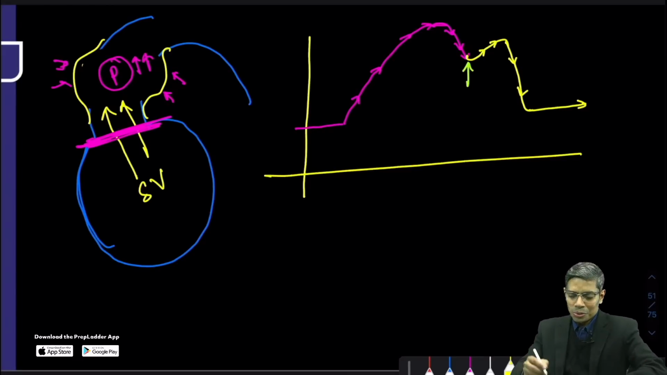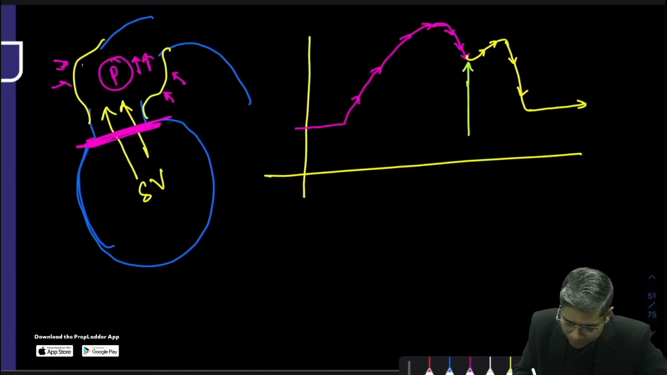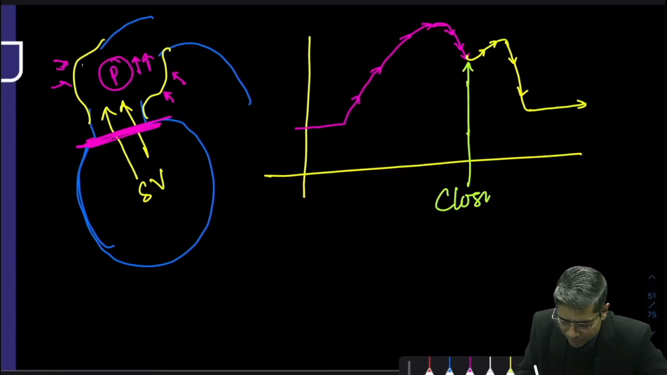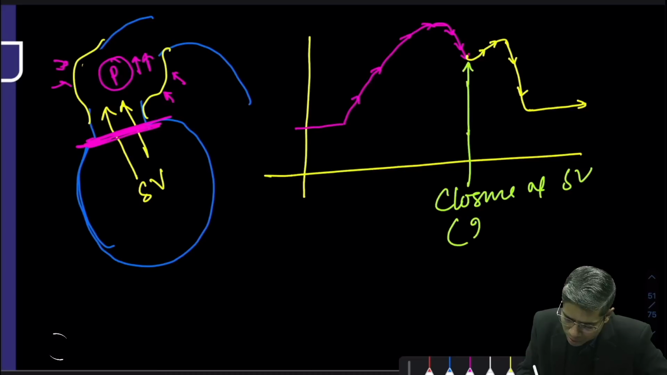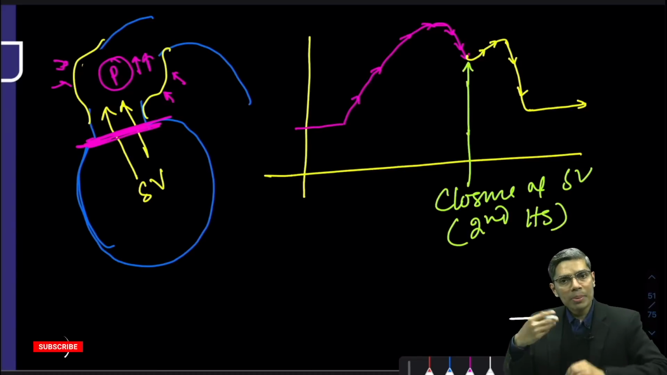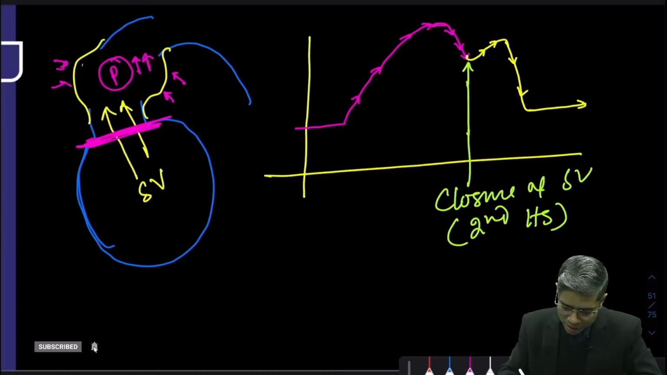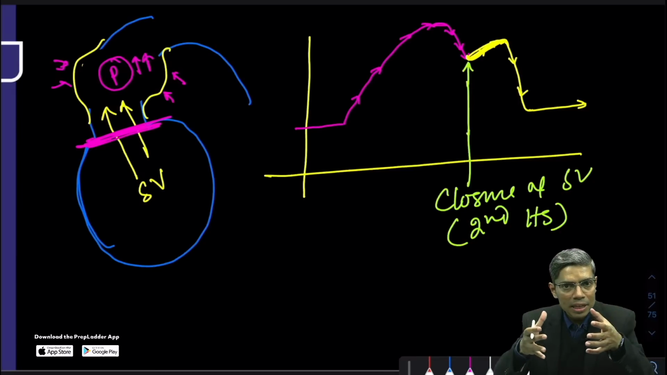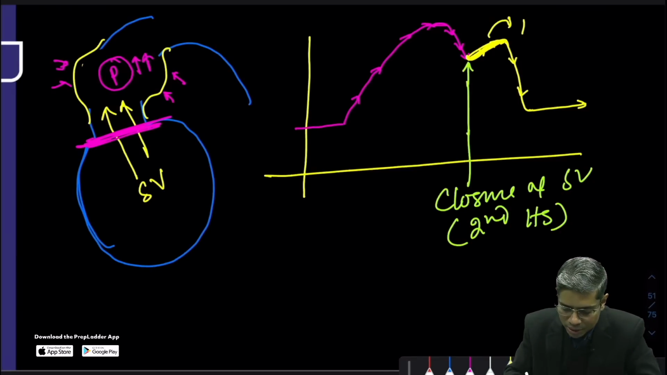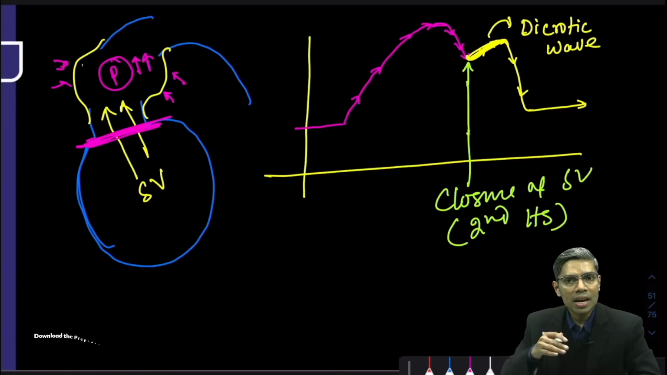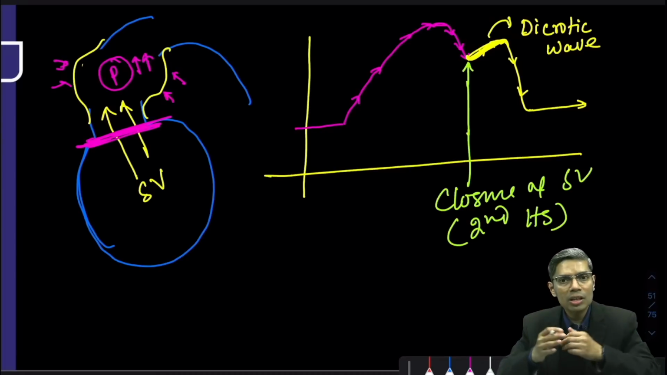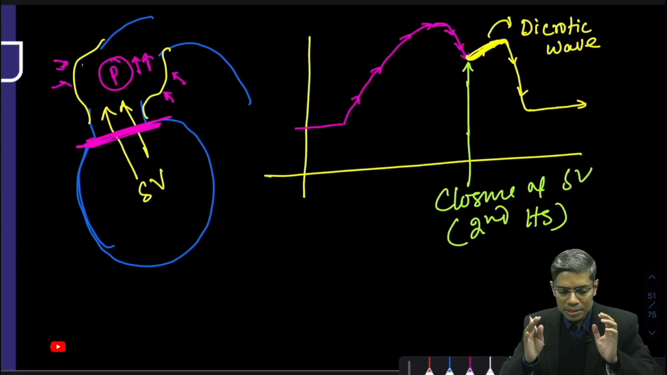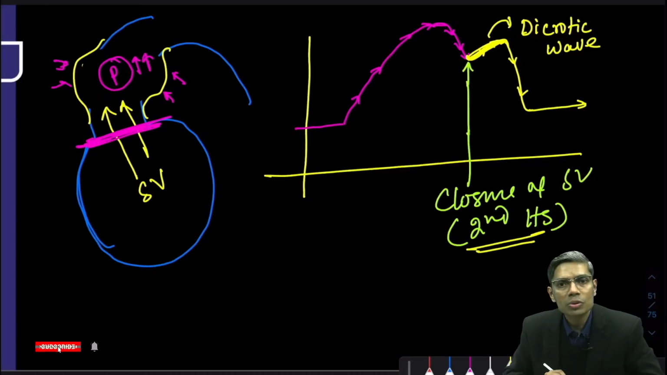Did you understand? So this point, this green color point, is the closure of the semilunar valves. So this is my second heart sound point. After the closure of the semilunar valves, the positive wave that you have received here is due to elastic recoiling of the aorta. This is known as the dicrotic wave. The dicrotic wave appears just after the closure of the semilunar valves, the second heart sound.